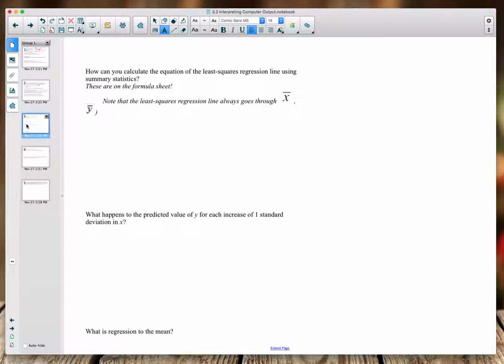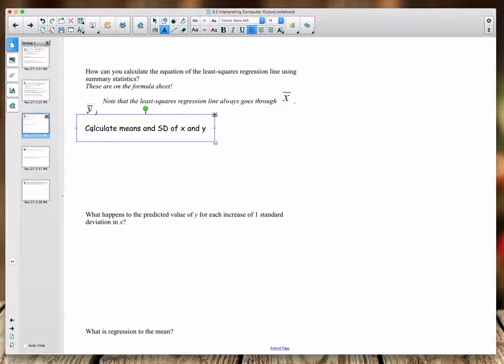And so then our next question: how can you calculate the equation of the least squares regression line using summary statistics? One thing that you do need to know is these formulas are on the formula sheet that you will be allowed to use on the AP exam. And remember that your least squares regression line will always go through x bar and y bar, which means the means of those. So if you're not given the means, what you need to do is calculate the means and standard deviations of x and y, if those are not given.